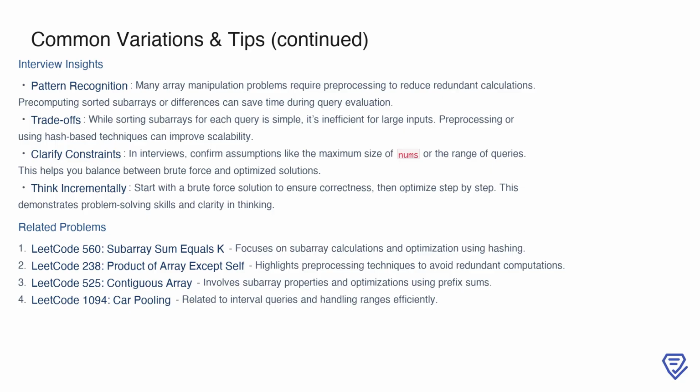Additionally, you can draw inspiration from related problems. For instance, LeetCode 560, Subarray Sum Equals K, emphasizes subarray calculations and hash-based optimization. Problems like LeetCode 238, Product of Array Except Self, and LeetCode 525, Contiguous Array, highlight preprocessing and prefix sum techniques, while LeetCode 1094, Carpooling, focuses on handling ranges efficiently.